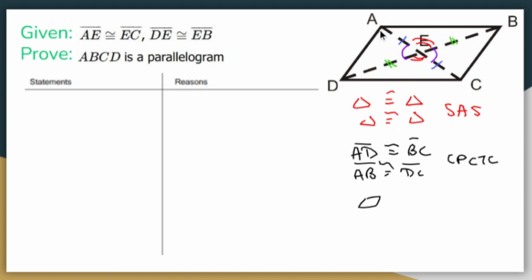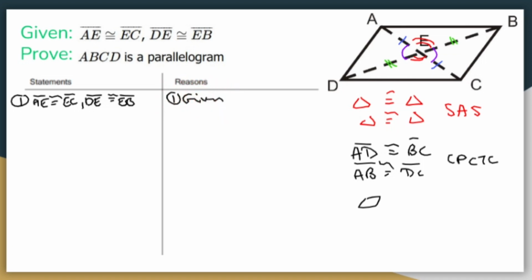Now that I have information saying that opposing sides are congruent, I'm using the opposite sides theorem converse to prove that this is a parallelogram. All right, hopefully I explained that well enough. Whenever I make a proof, I always make a rough draft off to the side. So there's my rough draft. Let me start out with my given. Always start out with the given, and that's AE is congruent to EC, and DE is congruent to EB, given.